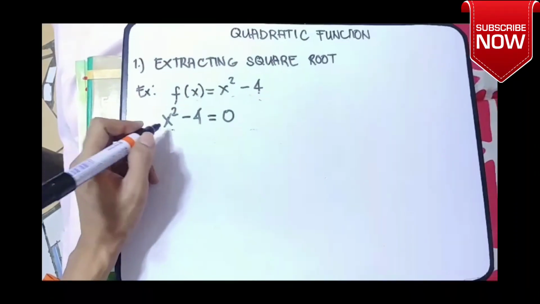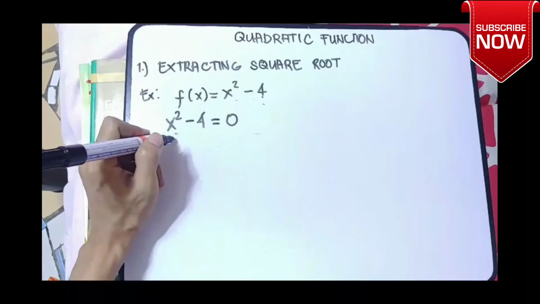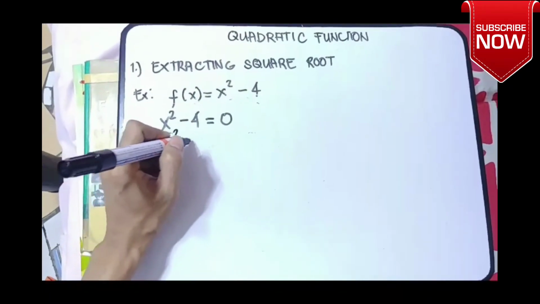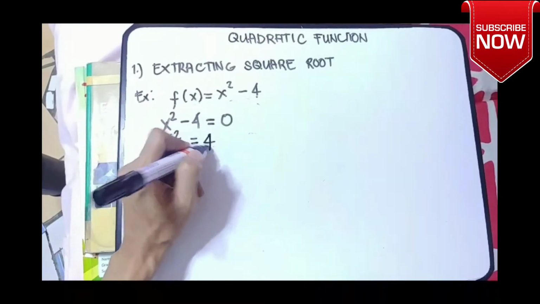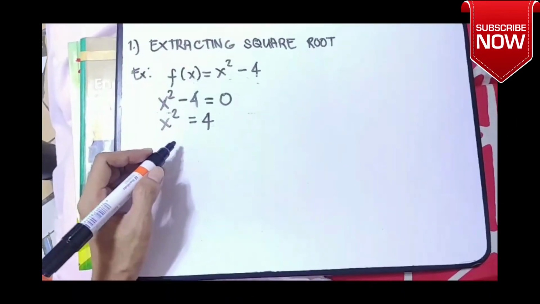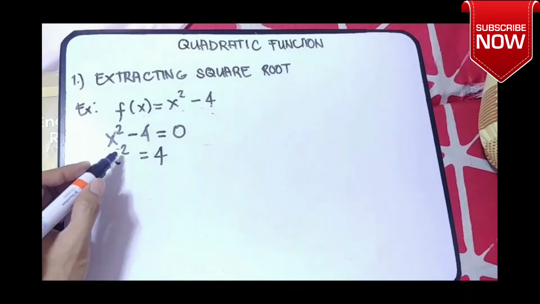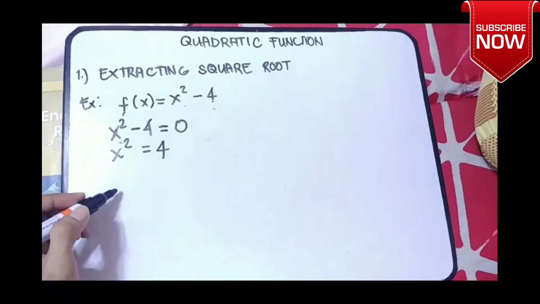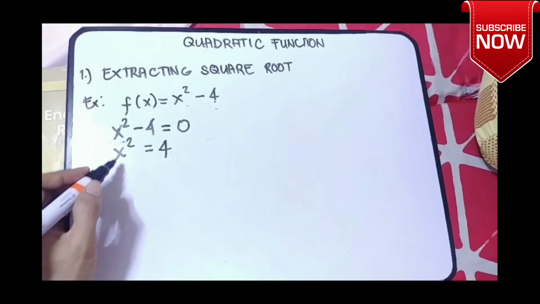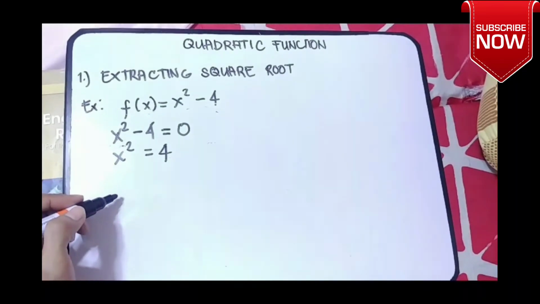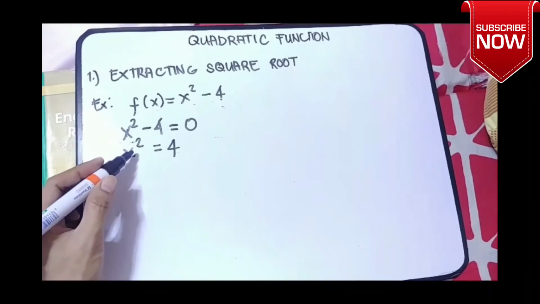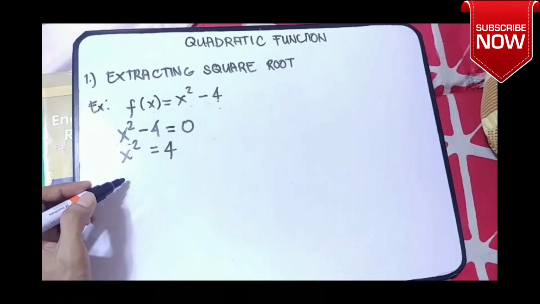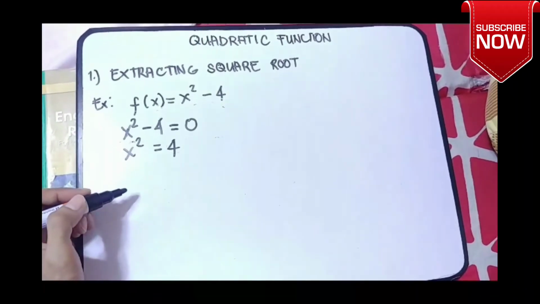So another explanation is the transposing. So x squared, ito transpose natin yung negative 4 sa right side, so that would become positive 4. After transposing, ang susunod na step is to remove the second degree, yung number 2 na exponent. At para matanggal natin yung exponent na 2, kailangan nating maglagay ng radical sign to both sides.